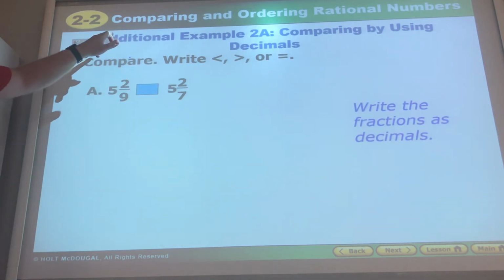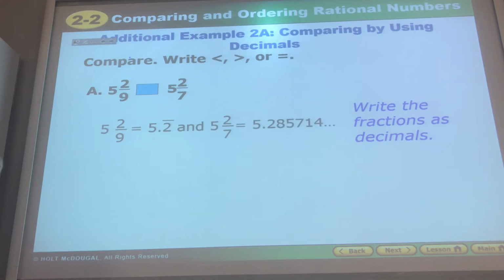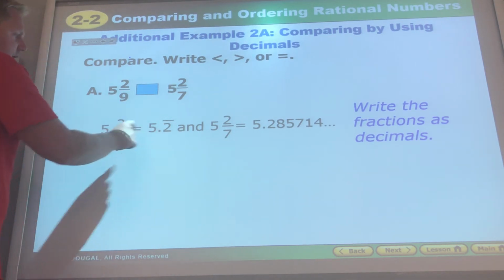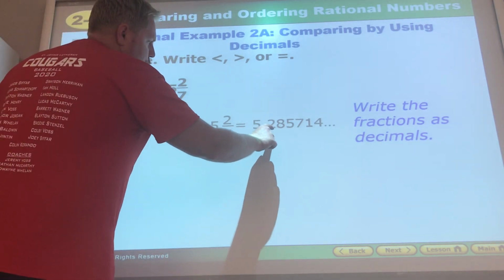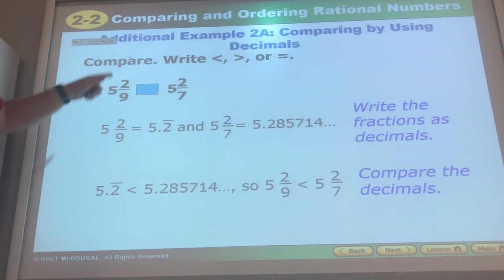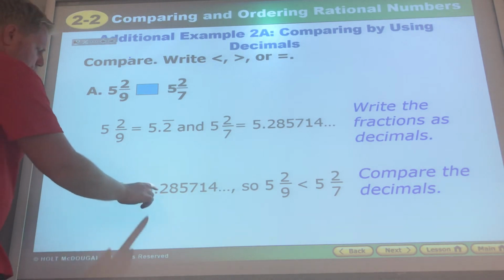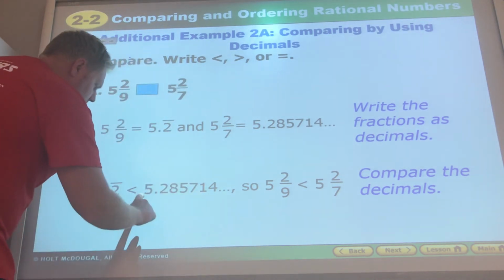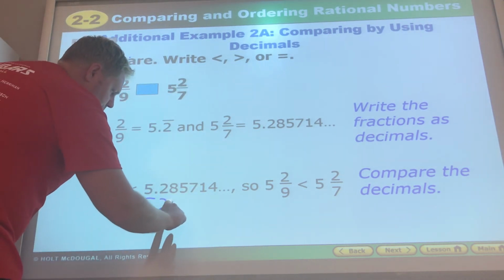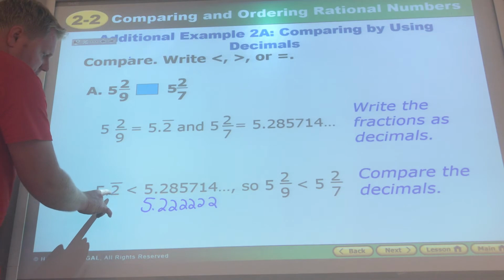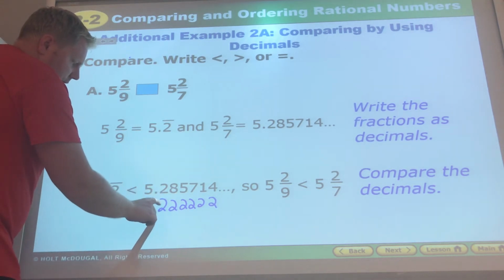All right? Write the fractions as decimals. Oh, they changed it. This is a new way you can do it. Let's see if we get the same answers. 2 divided by 9 is 2 repeating, so 5.2 repeating. That's another way to write that. 5 and 2/7 is 5.285741. So when we compare decimals, this is like 5.2222. This is like 5.28. The way I like to look at it is 5.2222222. That's 5 with 2 repeating. Now if I look at these, oh, they're the same.